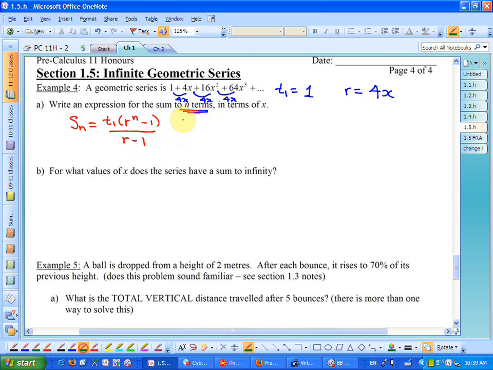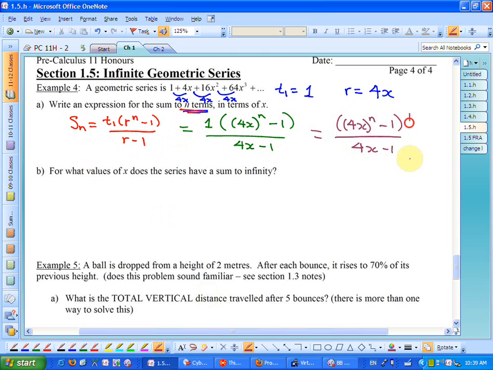So let's go ahead now and simplify this. We'll plug in t sub 1, that's 1. We'll plug in r. Now, please put a bracket around the 4x, because the whole thing of 4x is raised to the power of n. Minus 1 over, and I guess it's 4x minus 1. If you want to simplify this a little bit more, my suggestion is to just leave the 1 outside and not worry about it. Okay, and that's all you have. That's your answer for at least part A. Part A, nothing new.